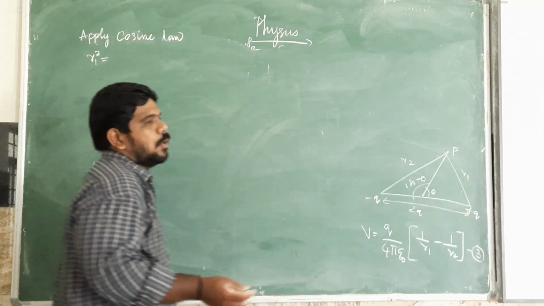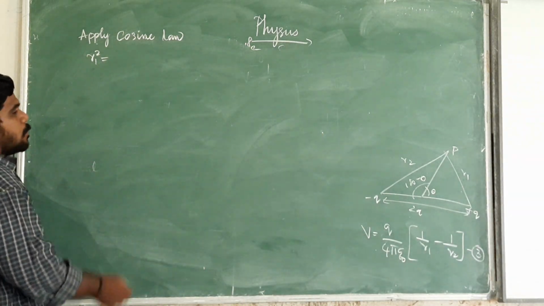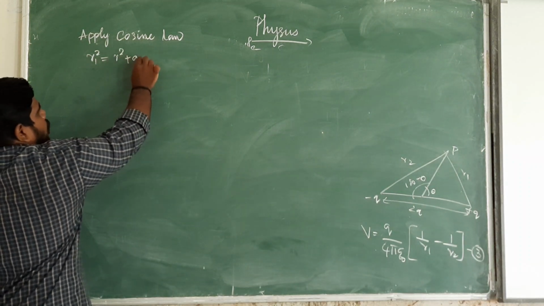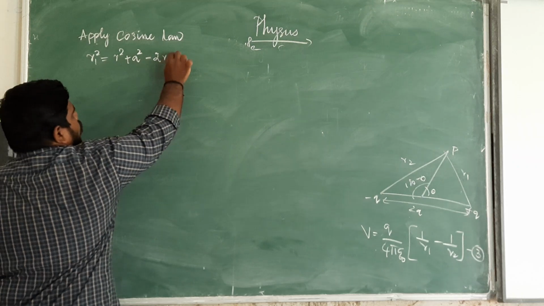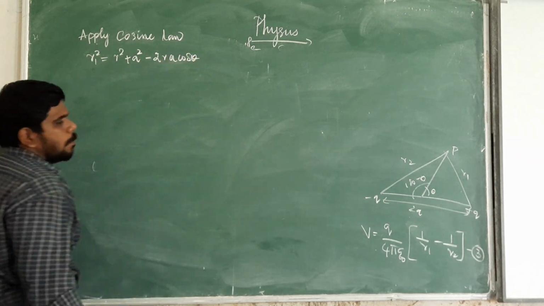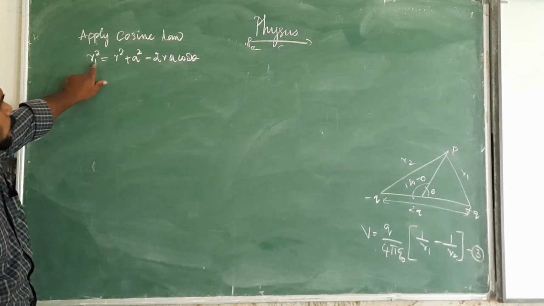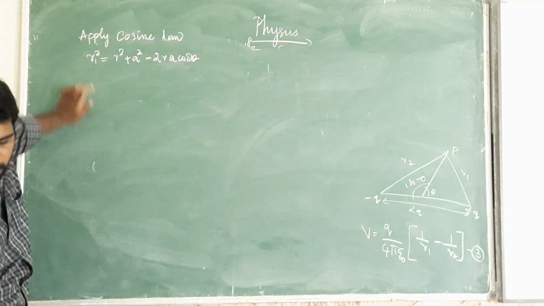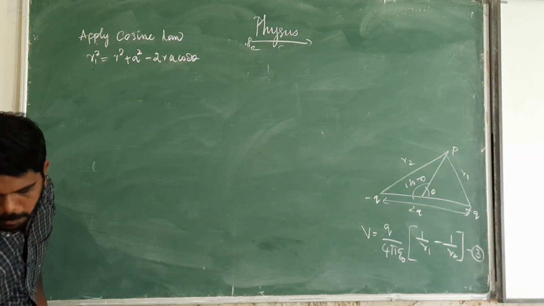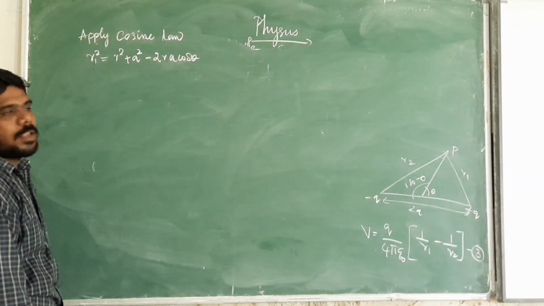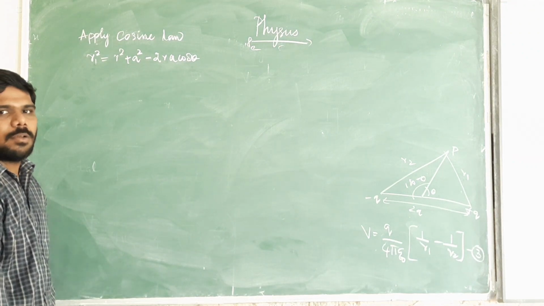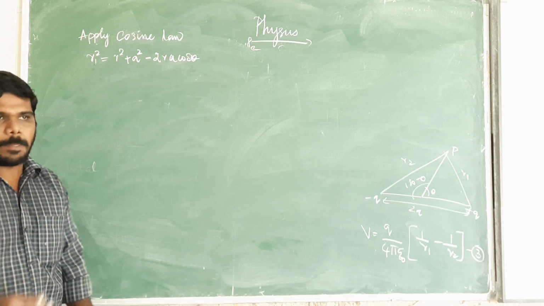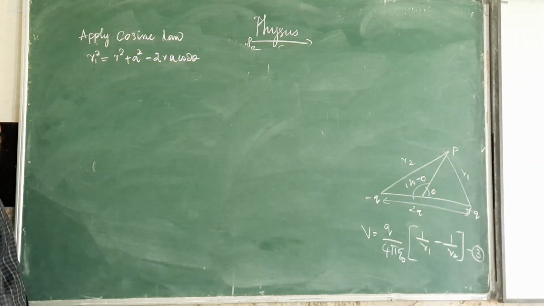So first we are going to find the value of R1. We apply the cosine law: R1 square is equal to R square plus a square minus 2Ra into cos theta, because for R1 the angle will be theta. So R1 square is equal to R square plus a square minus 2Ra cos theta. Okay, so already we said the steps. The next step is multiply and divide by R square.